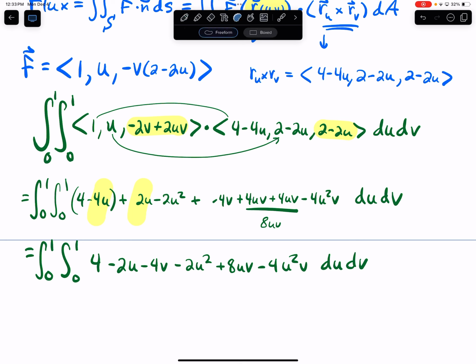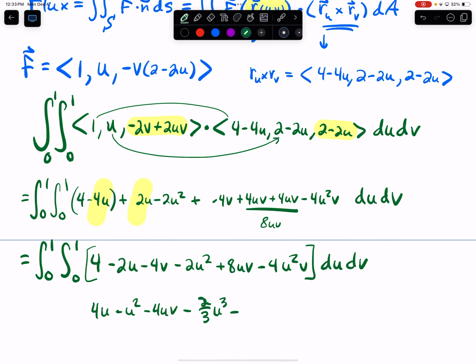And we just learned that we can't do double integrals in this calculator, so we're actually going to have to do this one by hand. 4u minus u squared minus 4uv minus 2/3 u cubed plus 4u squared v minus 4/3 u cubed v, from 0 to 1.